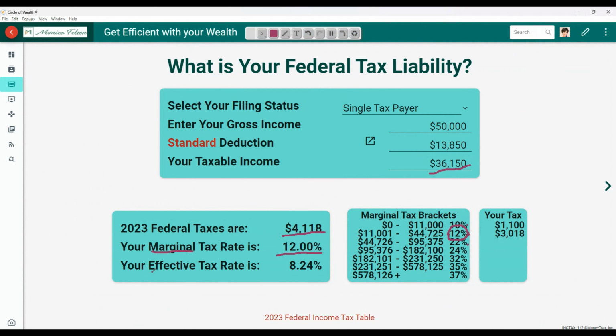But then there's something called effective tax. And what effective tax means is how much money are you giving the government of the $36,150? And so what you see is you're giving them about 8.2% of your $36,000 of your taxable income. So if indeed I made more money, right? So let's say I made $150,000. Now, all of a sudden, my standard deduction, it is the same. Your standard deduction does not change no matter how much money you make.